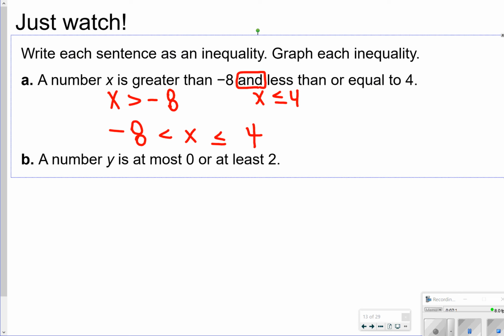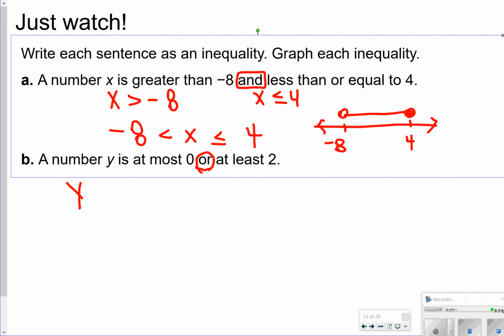So this is what it would look like, and then if you're graphing it, just for the sake of time, I'm just going to put a -8 and a 4 here. The -8 would have an open symbol, and the 4 would have a closed symbol, and they'd be connected like this.